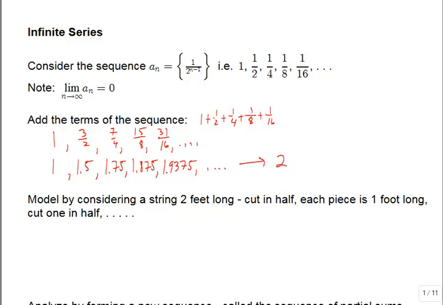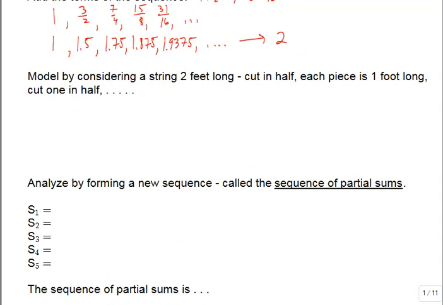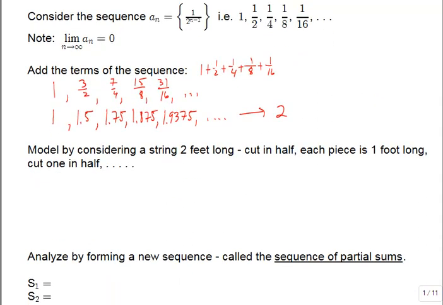So what we're going to do is model this situation by thinking about a piece of string that's 2 feet long. And we're initially going to cut it in half so that we have two pieces, 1 foot long each. The first piece we're going to set aside, and I'm going to label that 1 foot long, and call that A sub 1 here. And then A sub 2 is going to be the other piece that was cut. We're going to take that piece and cut it in half. So when we take a 1 foot piece of string and cut it in half, we're left with half of a foot. So we keep half and we save half.